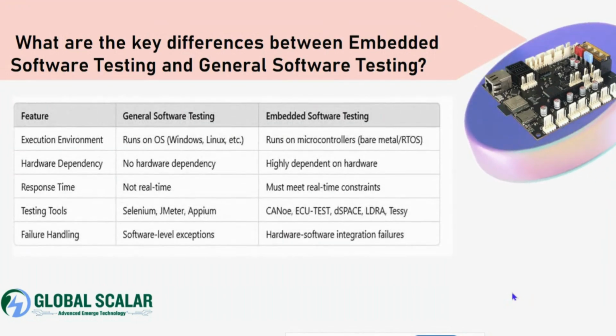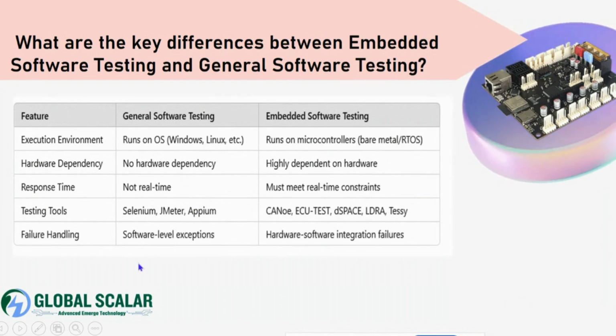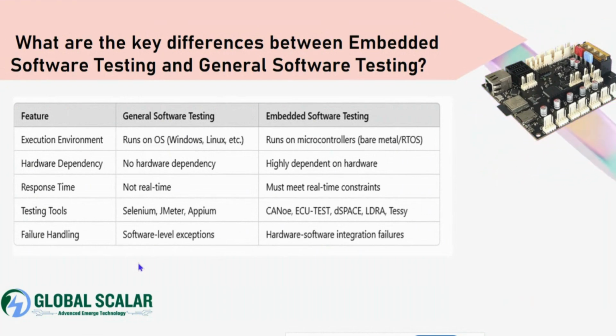Here are the differences. For the execution environment: in general software testing, it runs on the OS. For embedded, it runs on the microcontroller, based upon the hardware components that we choose. In that, there are OS and non-OS options, depending upon the hardware we choose. On hardware dependency: in general software testing, there is no hardware dependency. Coming to embedded, hardware dependency is required, and the software is developed according to the compatible hardware.